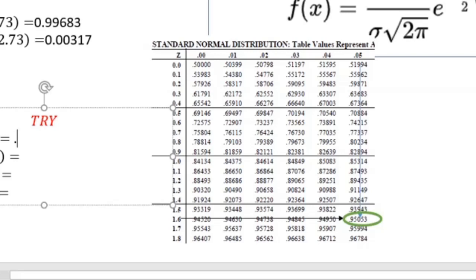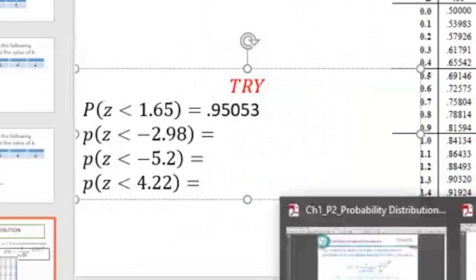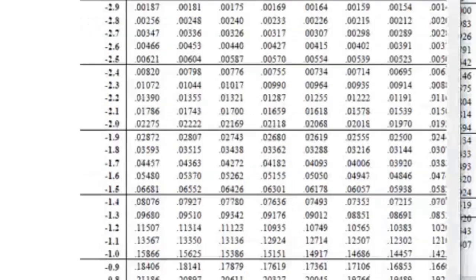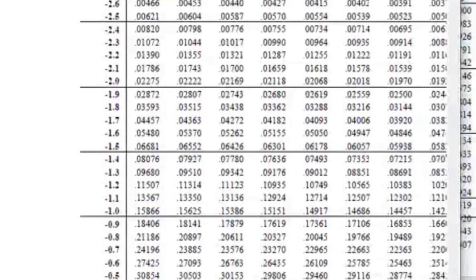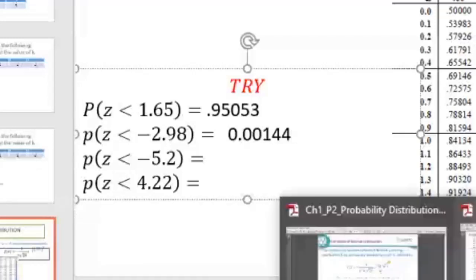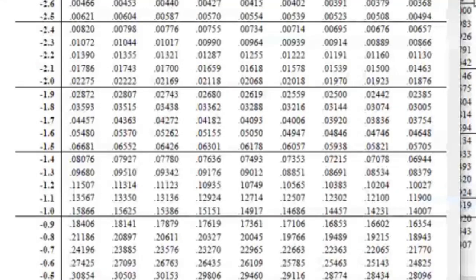Similarly, if you go for minus 2.98, minus means the first page, minus 2.98 is here, 0.00144. That is the place we have to go to.